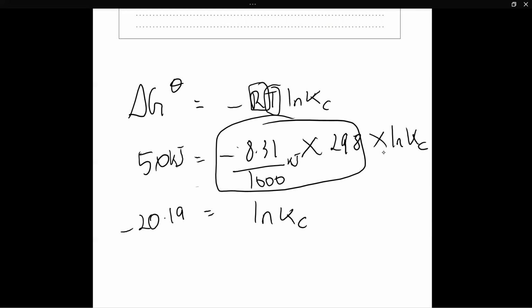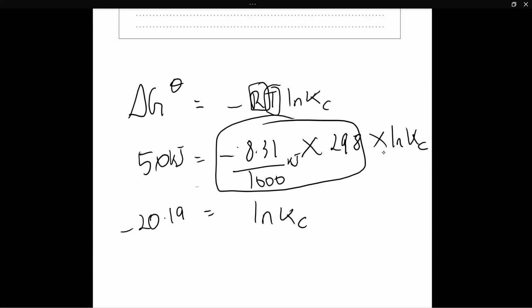Now we know that ln of Kc is equal to this. Now what do we do with this ln? How do you take this ln away? You can't just carry it over. Well, the method to take away a ln from both sides, if you've done this in math, we do this in math AA quite frequently. I'm not sure about math AI, but I'm going to show it to you anyways.